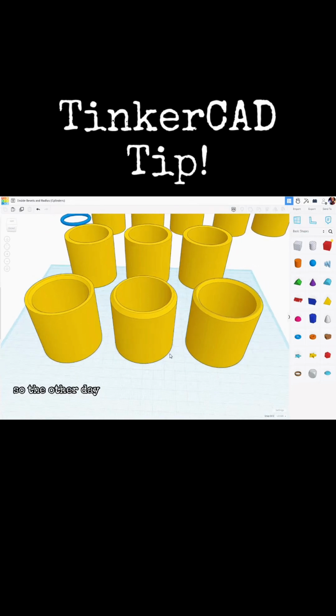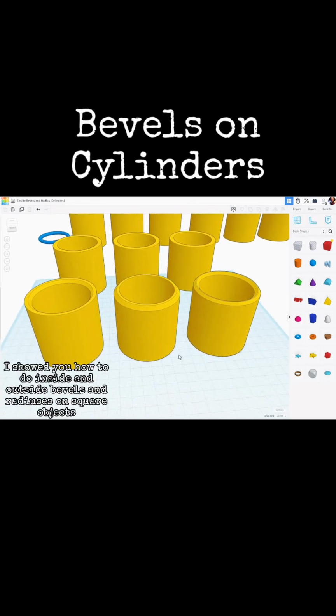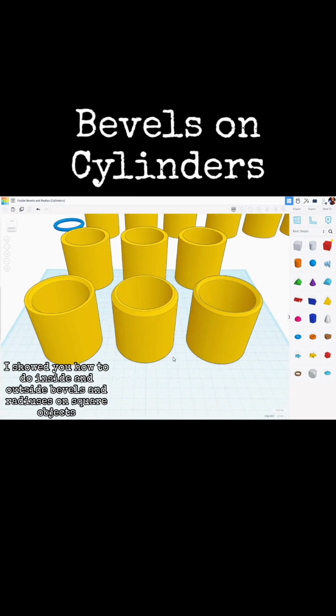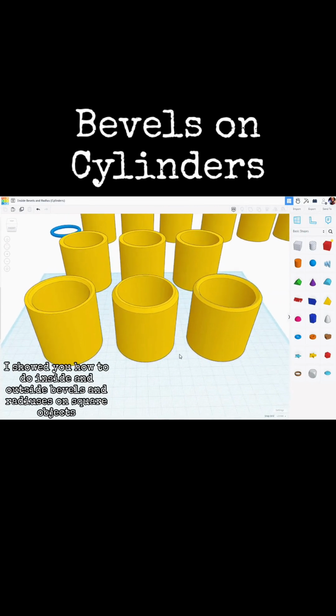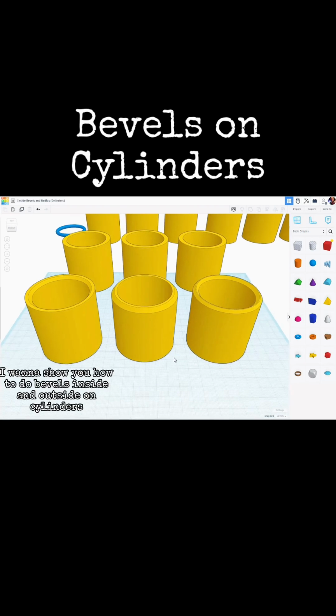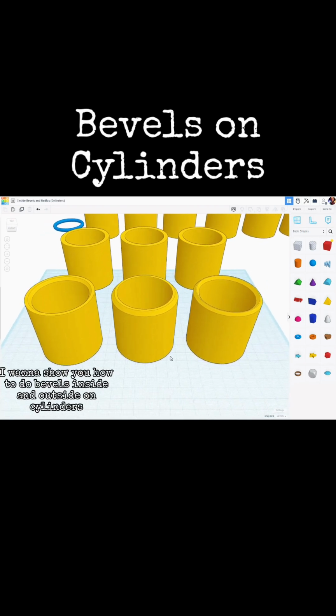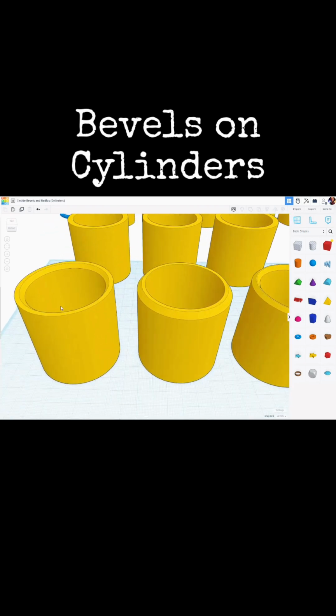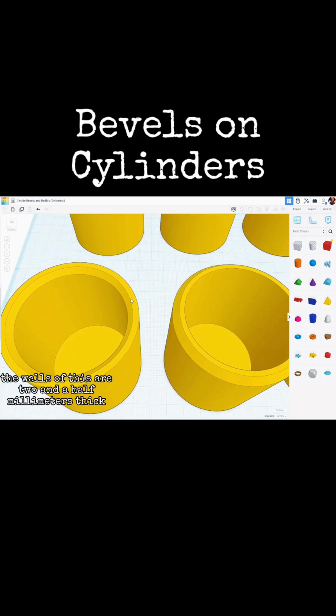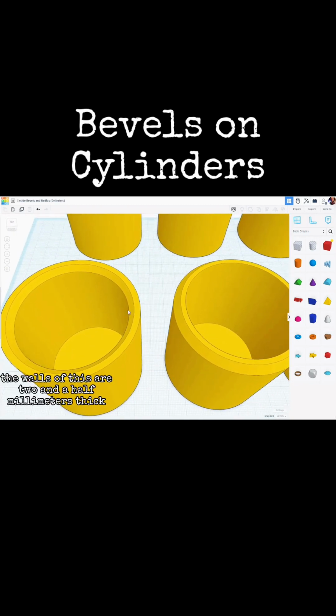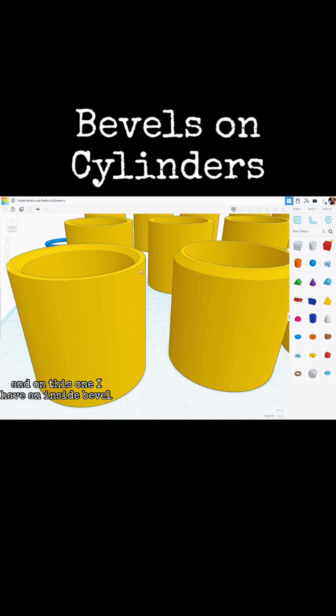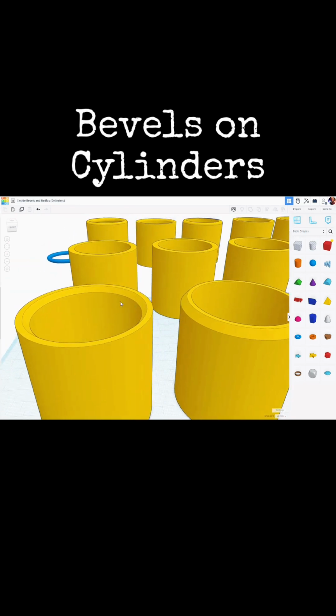TinkerCAD tip. So the other day I showed you how to do inside and outside bevels and radiuses on square objects. In this video I want to show you how to do bevels inside and outside on cylinders. For instance, here we have a cylinder. The walls of this are 2.5 millimeters thick, and on this one I have an inside bevel.